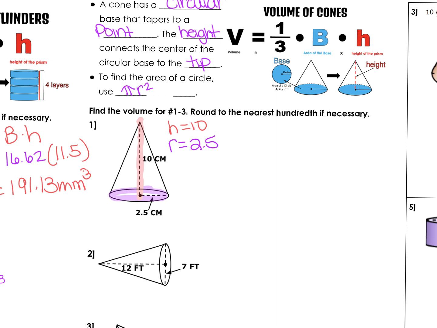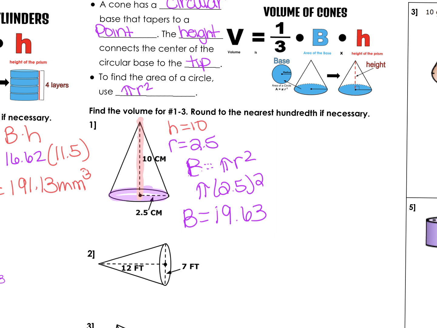So I'm going to calculate my big B. And because my base is a circle, it's going to be pi r squared. So I have pi 2.5 squared. And when I put that into Desmos, I get my big B, or my area of the base, is 19.63.